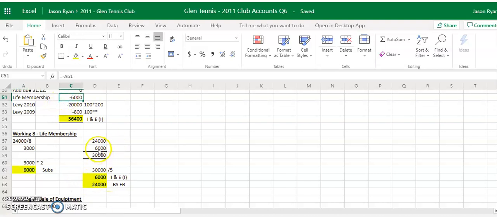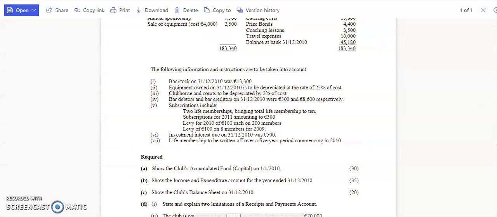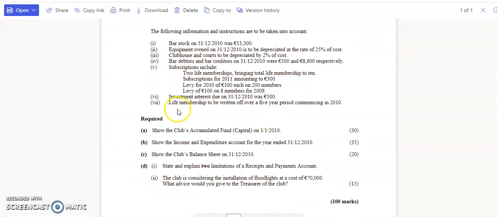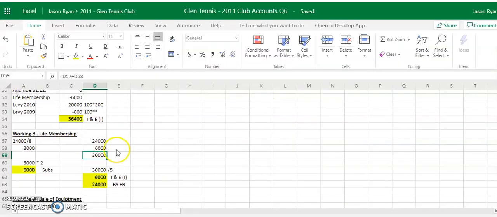However, here we might as well continue on and finish adjusting for our income and expenditure for life membership and also for our balance sheet. Our life membership was 24,000 to start. We have 2 new life members, so it's 6,000. That gives us a total life membership of 30,000. They want to write off the life membership over 5 years. So 30,000 divided by 5. Each year we're going to write it off and reduce it down by 6,000.